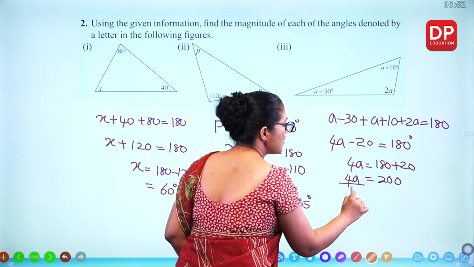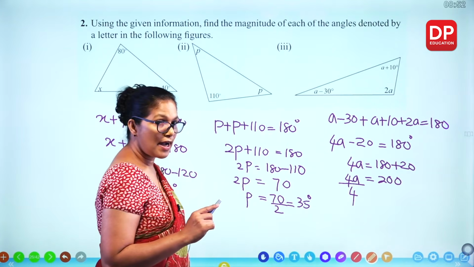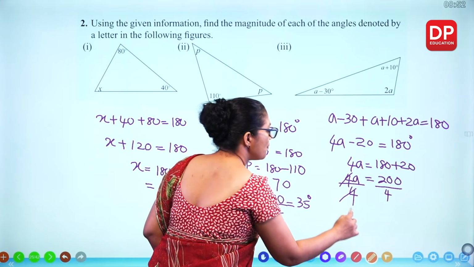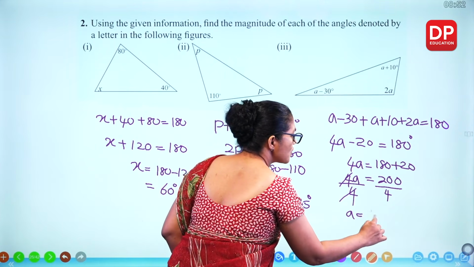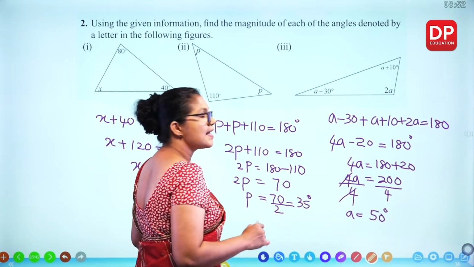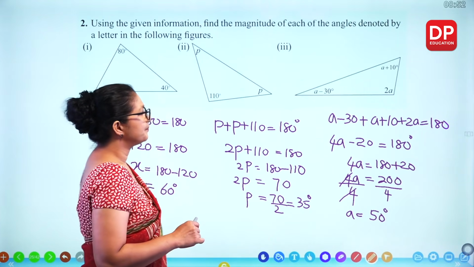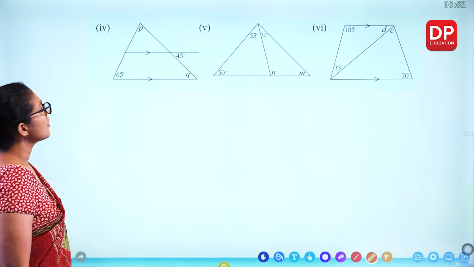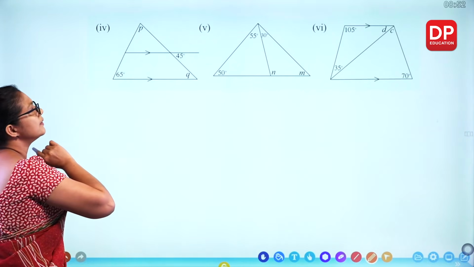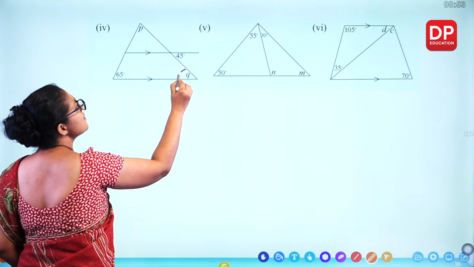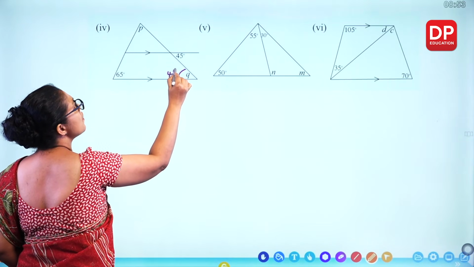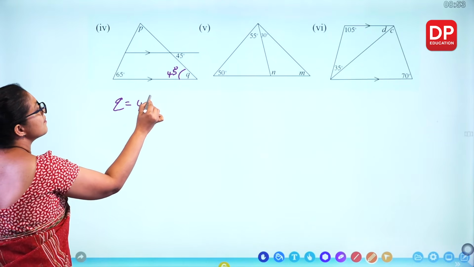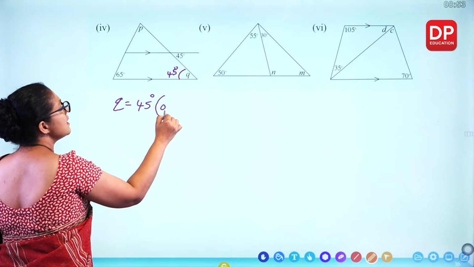4A equals 200. How can we find out A? Divide both sides by 4. Then A equals 4 times 5. So A value is 50 degrees. Now we look at this one. These two lines are parallel. If this is 45, straight away we can write this one as 45. Why? What's the reason? Alternate angles.